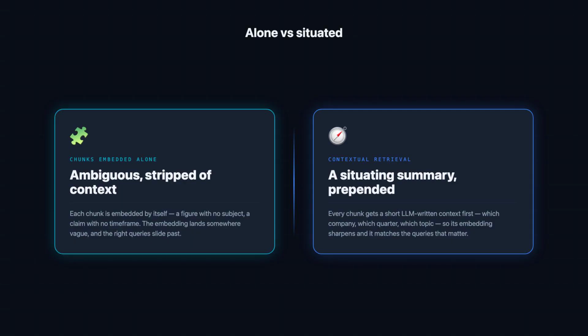Contextual retrieval hands every chunk a tiny situating summary first, so it knows which company, which quarter, which topic it came from. The embedding sharpens, the keyword index gains real terms to match, and Anthropic reported this cuts retrieval failures substantially, especially paired with BM25 and re-ranking.